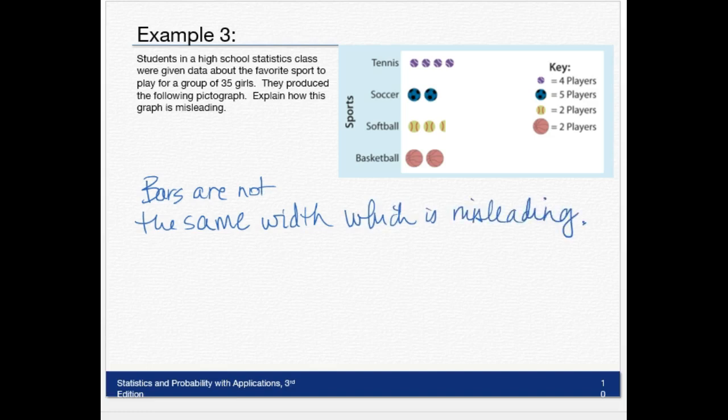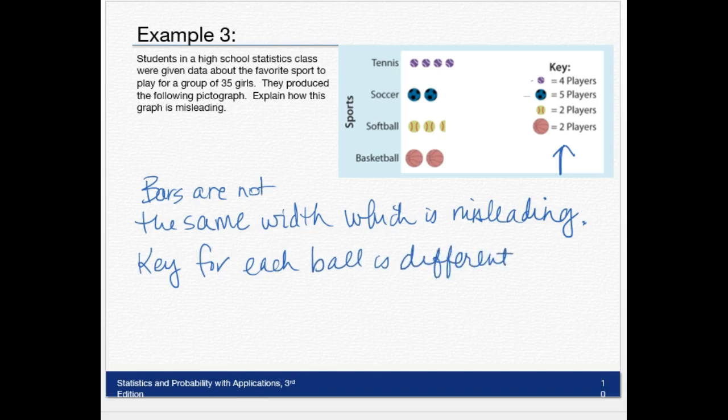Okay, another issue here is look at the key. That little purple ball is 4 players, but the green soccer ball is 5 players, and this one is 2, and this one is 2. So another issue with this graph is that the key for each ball is different. Okay, when you do a bar chart, you need them to be the same. Okay, those should be the same.